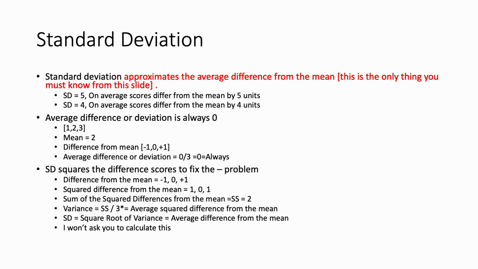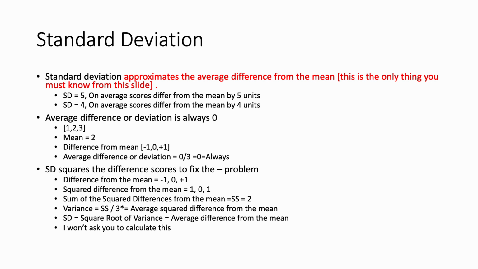Cohen's d is a little unique. If the standard deviation is 4, then in my data set, on average, scores differ from the mean by 4 units, like in your control condition or in your experimental condition. And you see the word approximates the average.